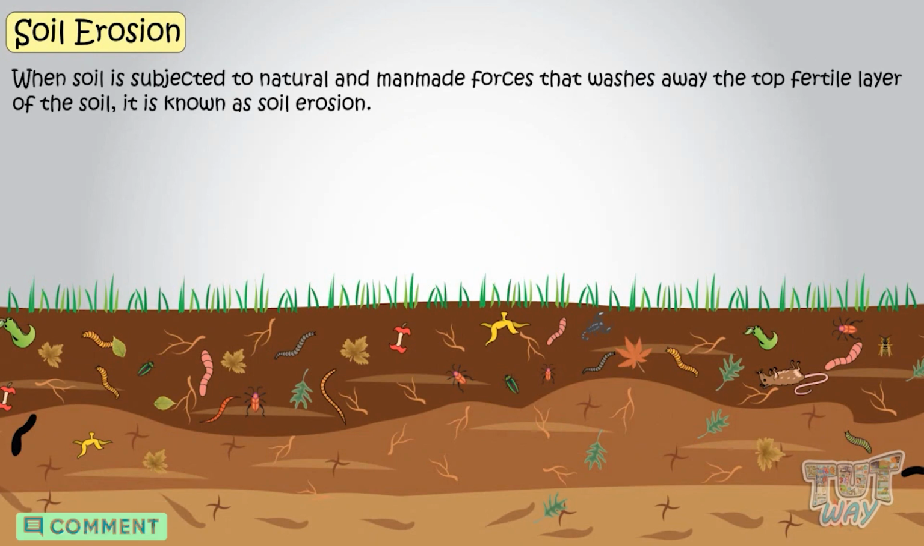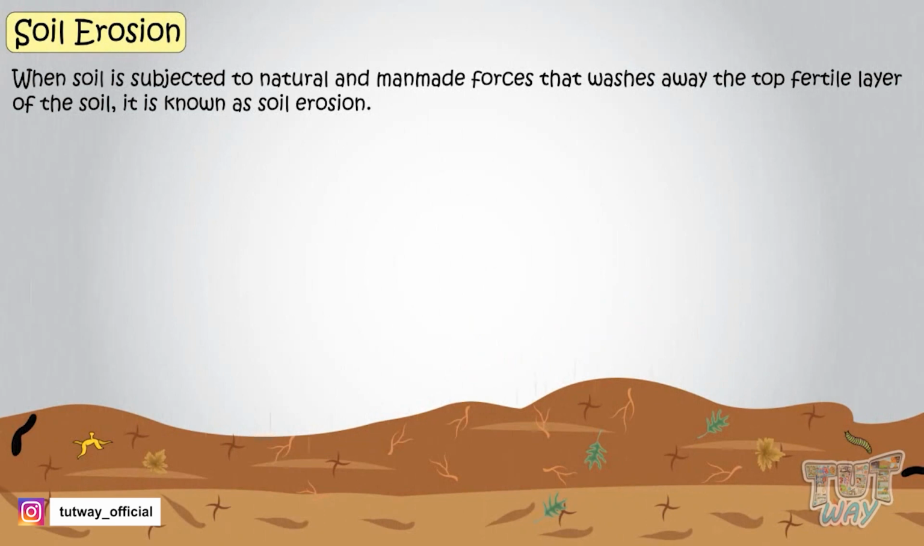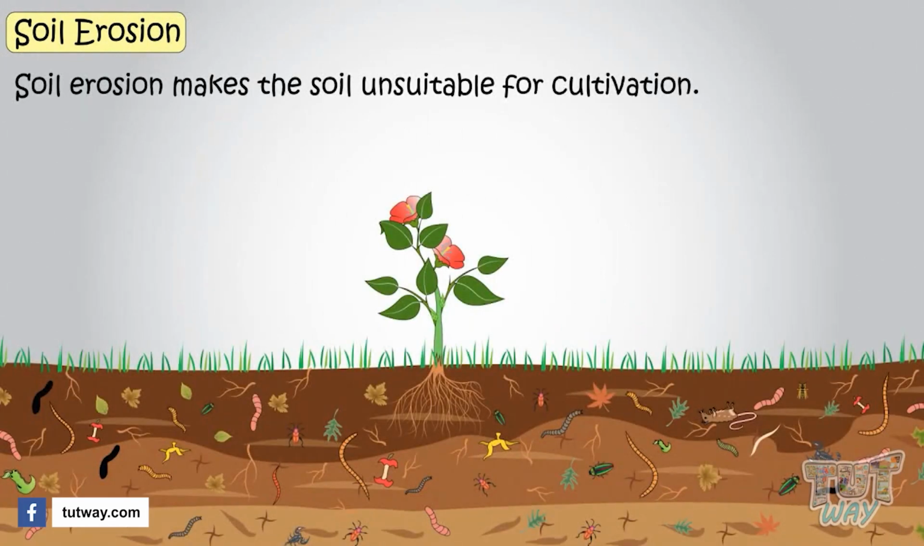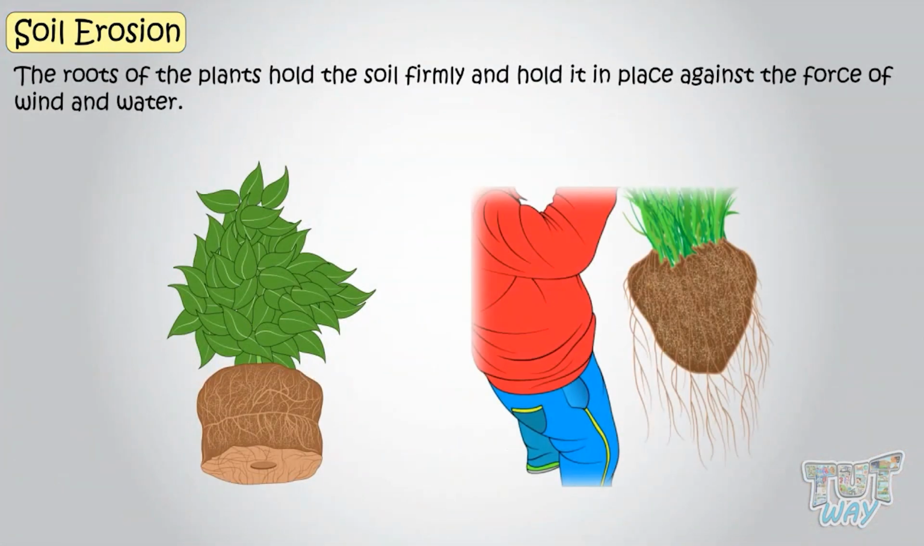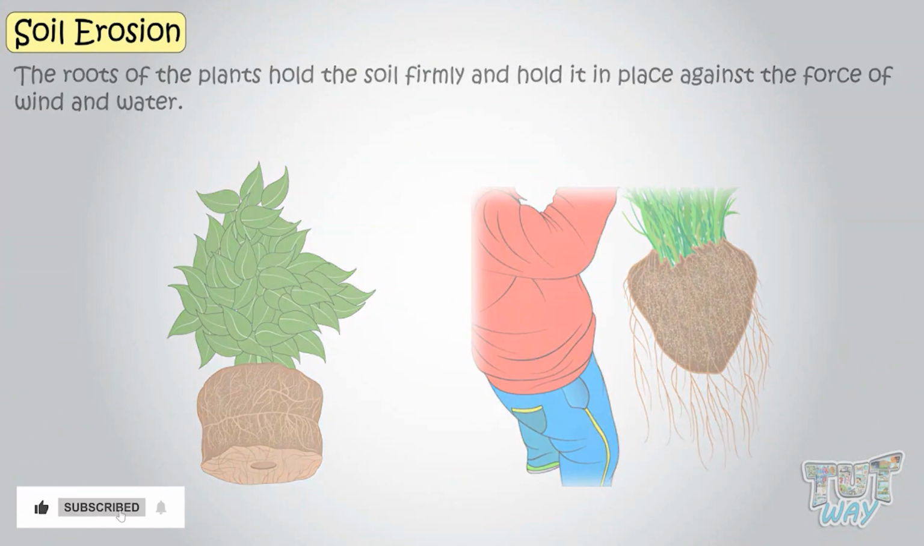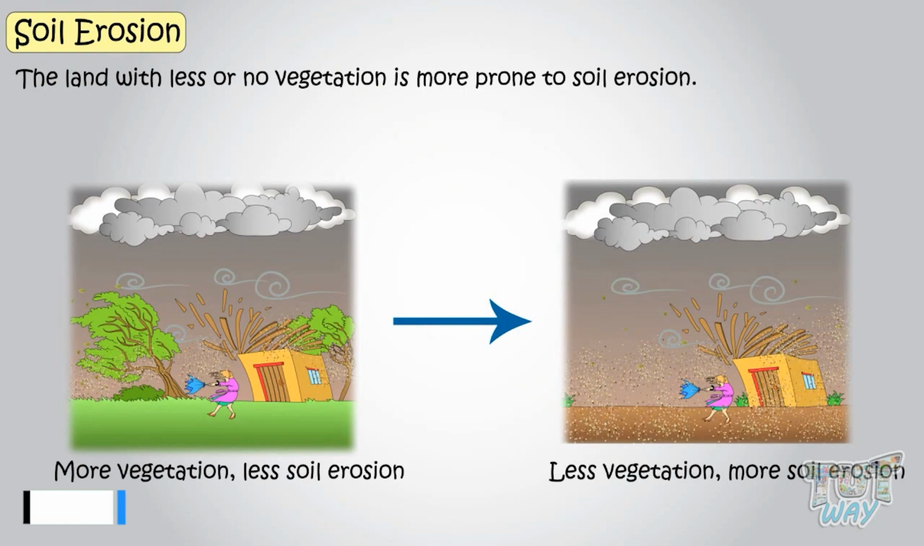When the soil is subjected to natural and man-made forces that wash away the top fertile layer of soil, it is known as soil erosion. Soil erosion makes the soil unsuitable for cultivation. Loose and dry soil with no vegetation is more prone to soil erosion, as roots of the plants hold the soil firmly and hold it in place against the force of wind and water. So, land with no or less vegetation is more prone to soil erosion.